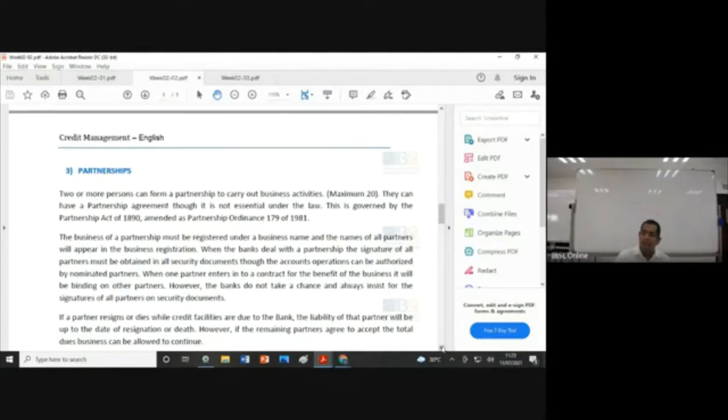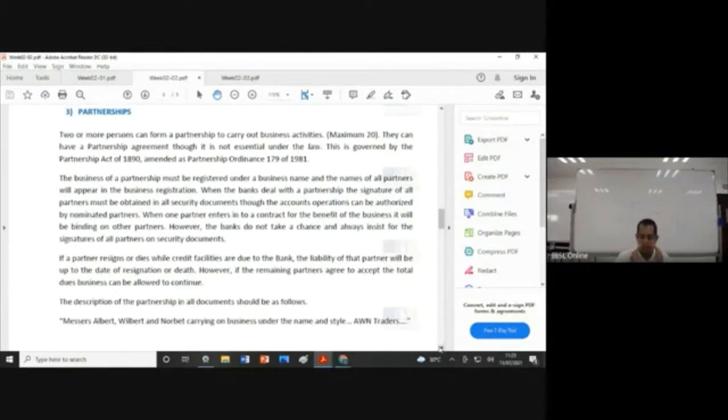Even if one partner borrows, it is the responsibility of everyone to honor that borrowing. But we don't take any risk. We take everyone's signature for all the documents. So this is the way we write: Messrs. Albert, Wilbert, Norbert, we put everyone's name, carrying on the business under the registered business name. So there is a registered business, similar to a sole proprietorship. Everyone is personally liable.